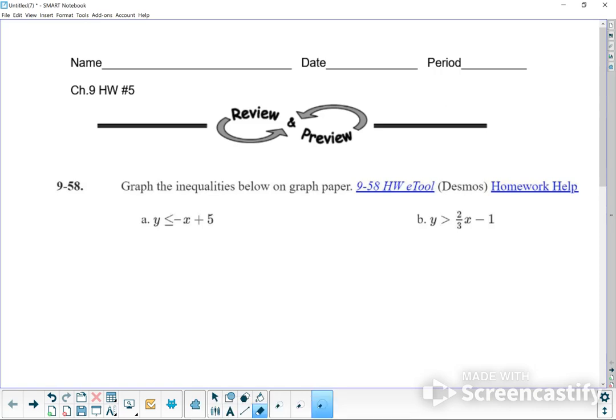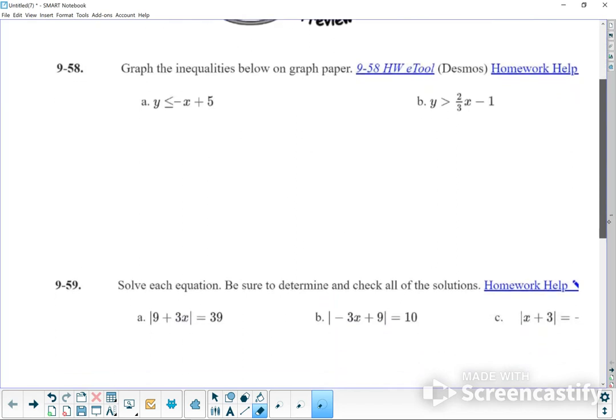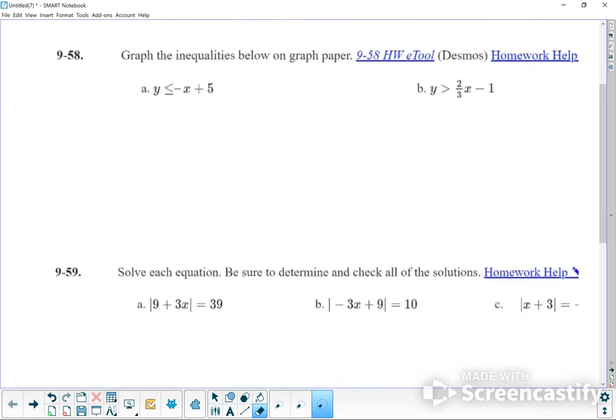All right, everyone, let's go ahead and do this. This is chapter 9, homework number 5, number 58. Graph the inequalities below on graph paper. That's all it says. So obviously I do not have graph paper, so I will have to construct my own graph.